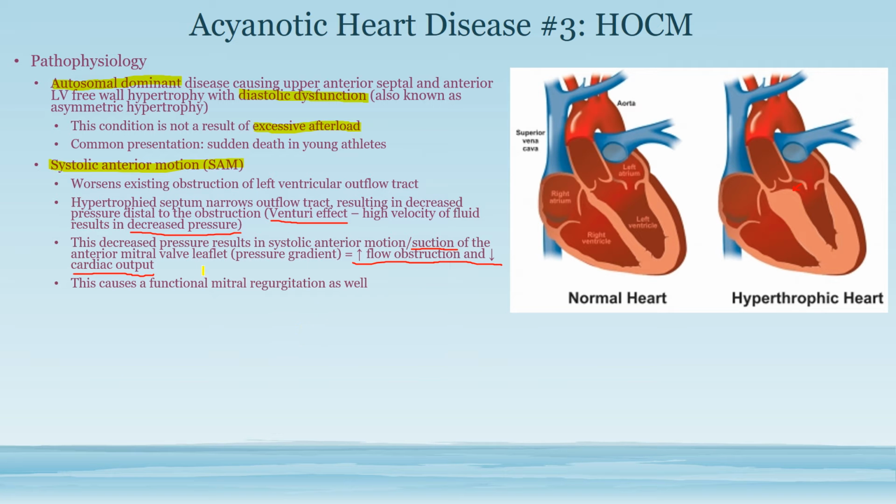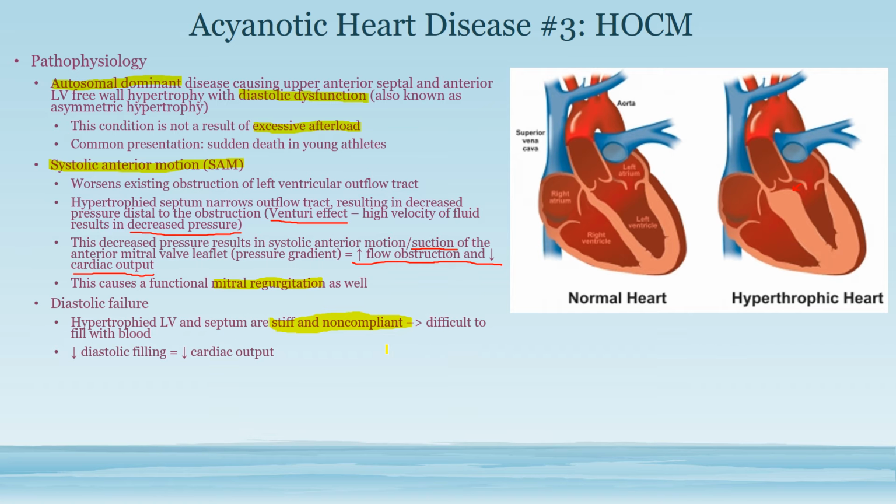And as you can tell, there's also mitral regurgitation going on because this valve is being pulled away, so there's going to be an opening between the left ventricle and left atrium. There's also diastolic failure we talked about, because the heart is so hypertrophied it can't relax. It can contract very well, but it just can't relax. The hypertrophied left ventricle and septum are stiff and non-compliant, and they're very difficult to fill with blood. That can also cause more problems because you already have an obstruction. If you can't fill with blood, that's even another reason for decreased cardiac output, as you see here.